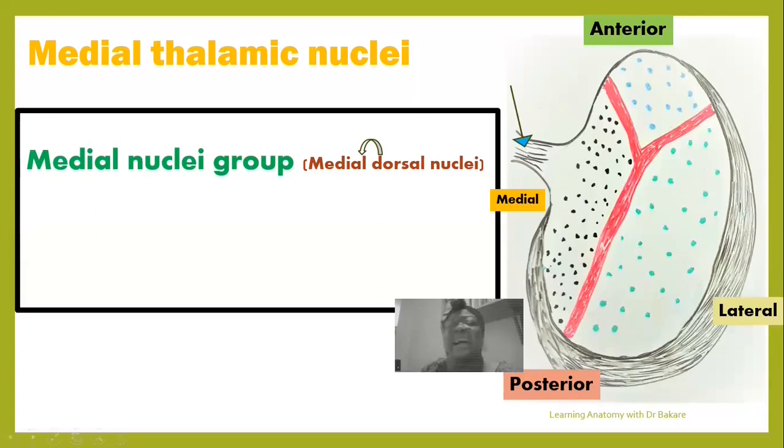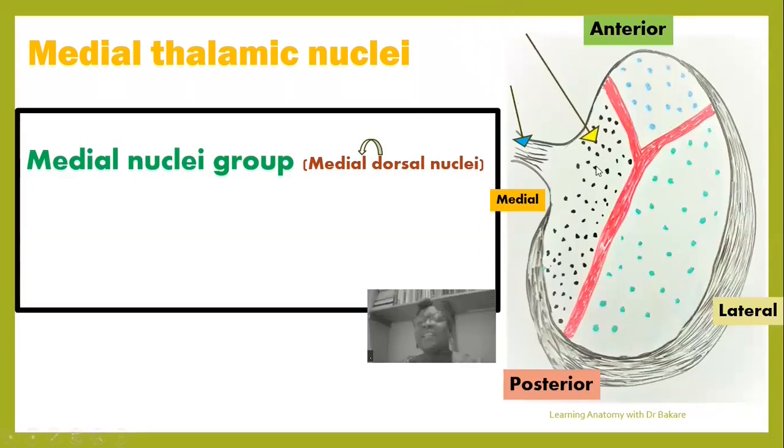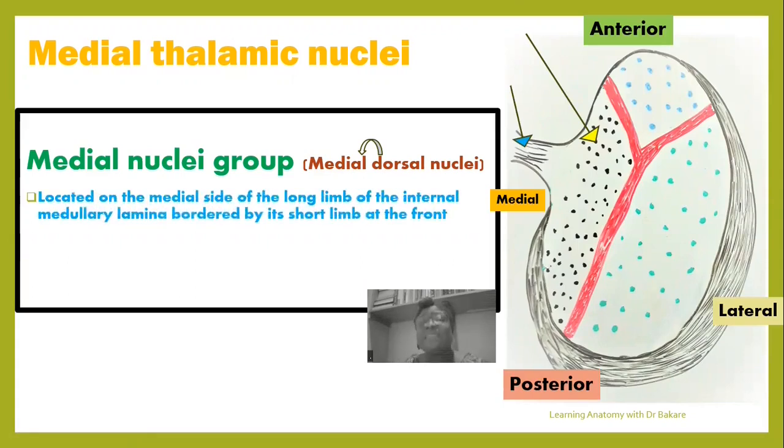If you look at it, around this side, of course, close to the medial side, we have the medial thalamic nuclei, and this is what is arrowed here in yellow. And if you look at the specific location of this medial thalamic nuclear group, you see that it is positioned around the medial side of the long limb of the internal medullary lamina. This is the internal medullary lamina here, arrowed in black. And you see that it is located on the medial side of the long limb of the internal medullary lamina.